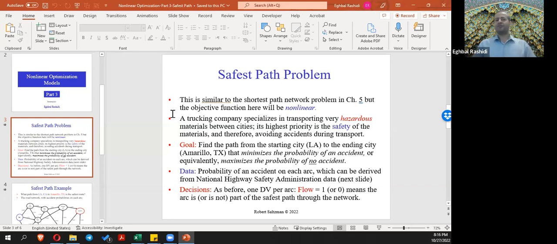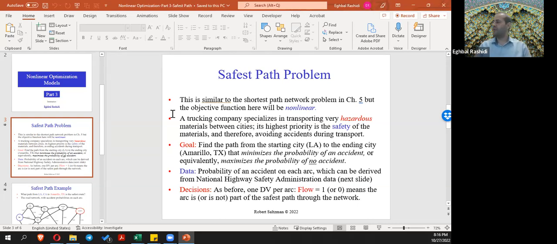Suppose that we have a trucking company and they specialize in transporting hazardous material. So what matters for them is not transporting with the shortest path or at the fastest time, but transporting at the safest possibility. That means the safest path, so that they won't have any accidents, so there won't be any spill and any danger, right?